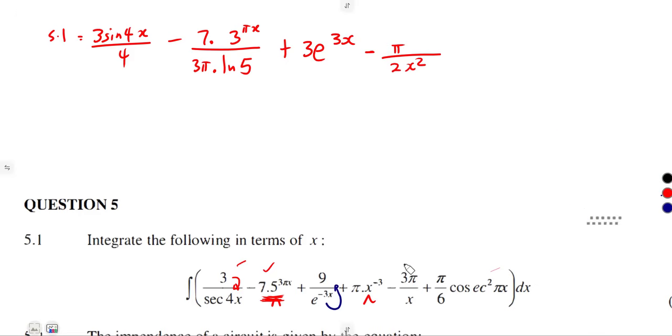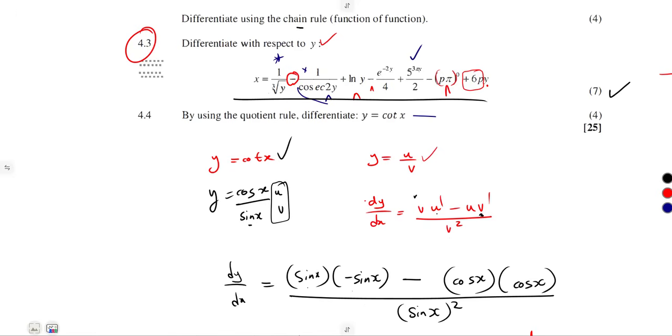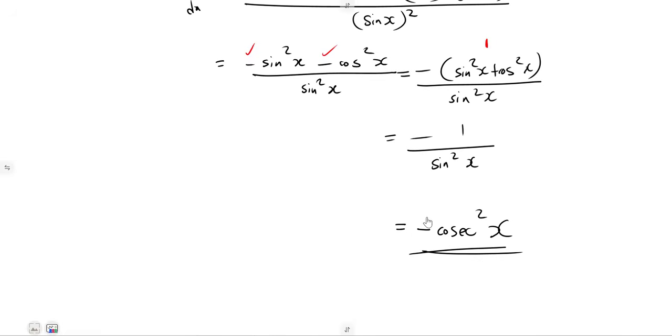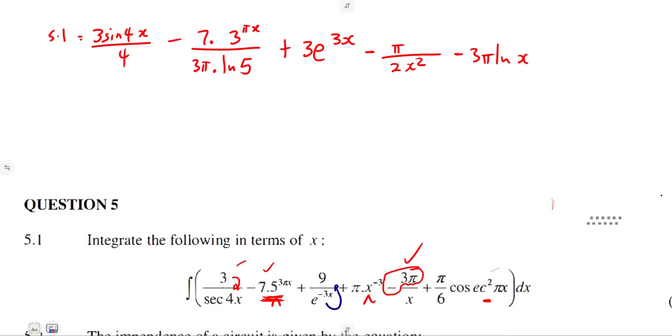Then this one, remember guys, 1 over x gives us what? Ln. So it's going to be minus 3 pi, the ln of x. Then cosec squared is the reverse of that tan that you proved. Remember, if you differentiate a cot, it gives us minus cosec squared. So if you integrate the reverse, it's going to be cot.